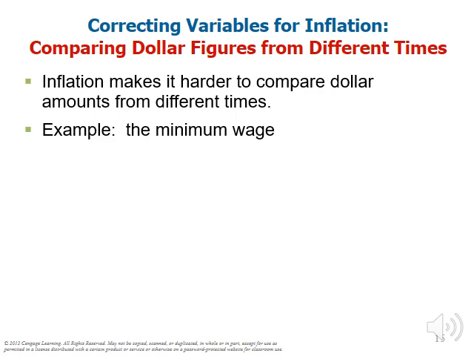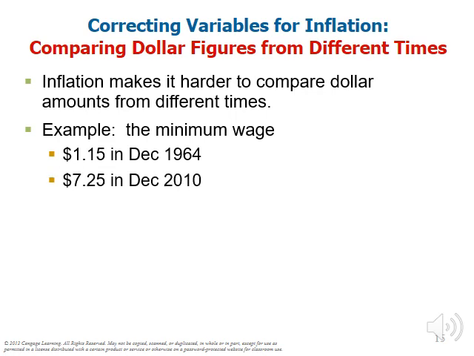For example, in 1964, the minimum nominal wage was $1.15. By December 2010, the nominal minimum wage had increased to $7.25. If I asked the student the question, would you rather have a time machine and go back to 1964 with $1.15 in your pocket, or go back to 2010 with $7.25 in your pocket, which one would you prefer? Students thinking only in terms of nominal variables would prefer $7.25 to $1.15.